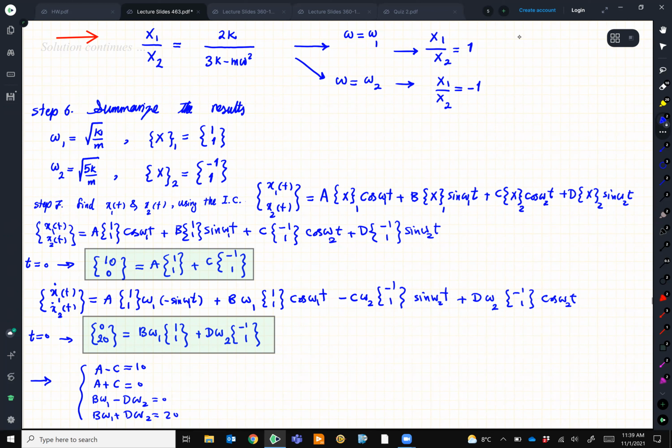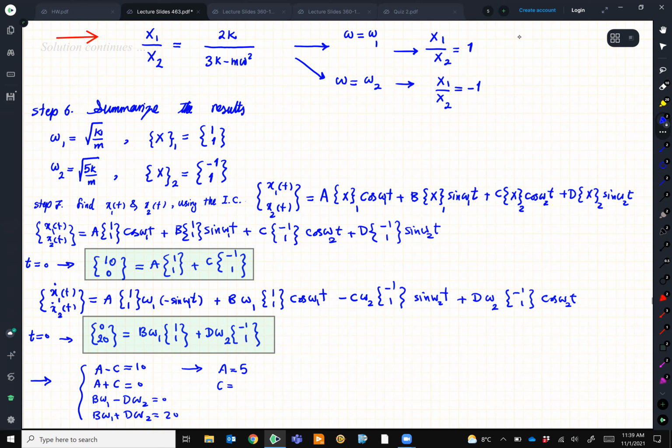Are they correct or no? Seems correct, right? So let's solve this one. Of course, from here, I can find out that A has to be equal to 5 and C has to be equal to minus 5.